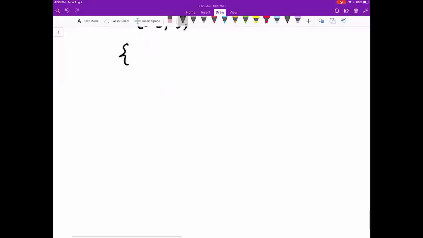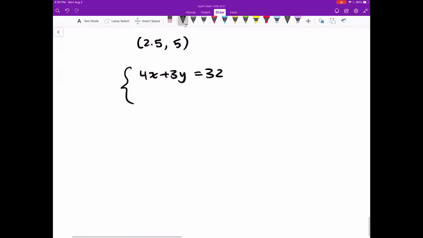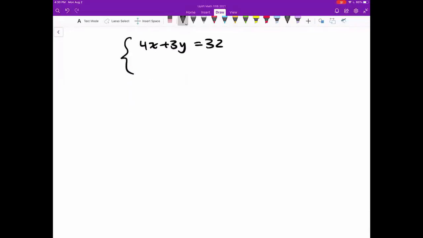Okay, should we do another example? Yeah. Okay, we can have 4x plus 3y is equal to 32. And 2x minus 7y is equal to negative 18. Should we do this one together? Do you guys feel confident doing this on your own? Because we can do another example if any of you guys are confused.